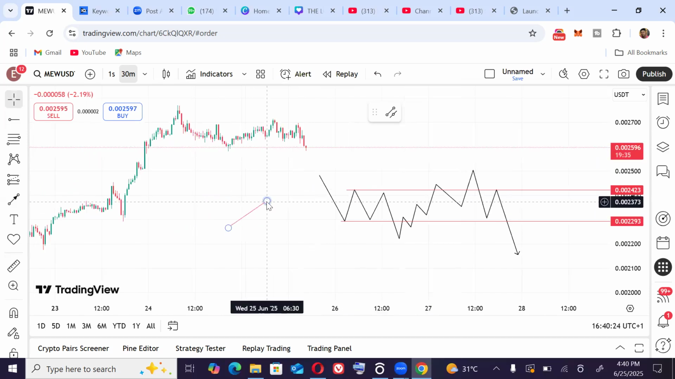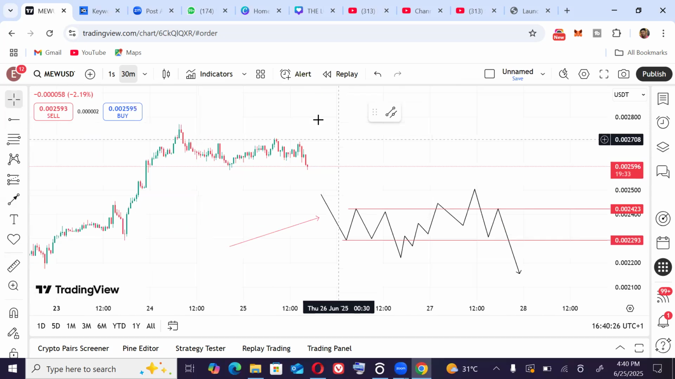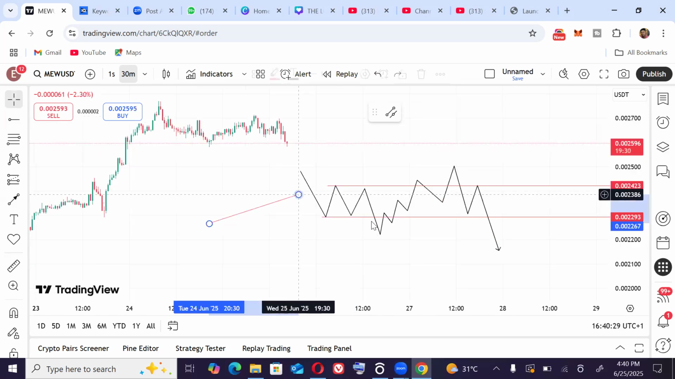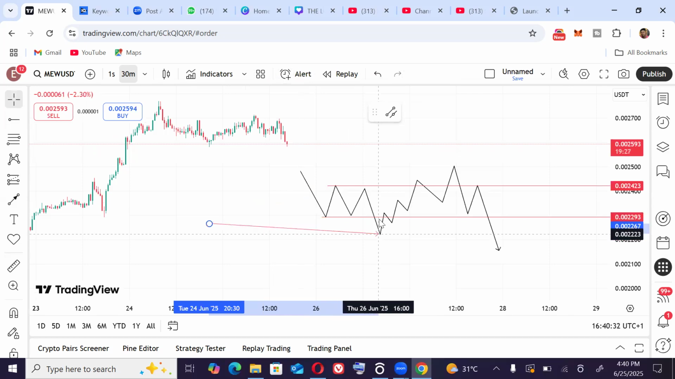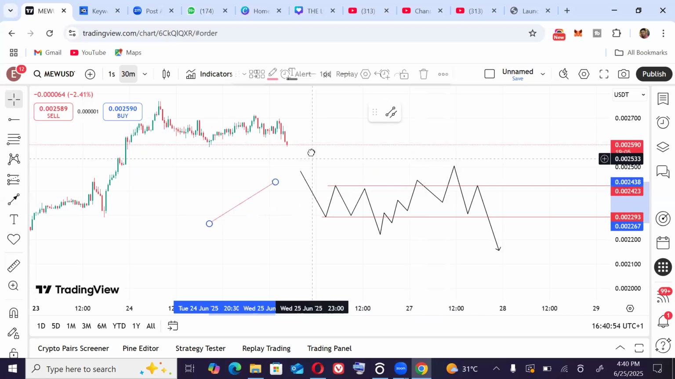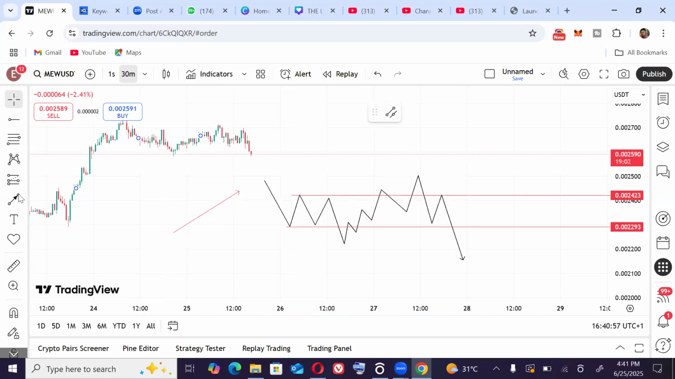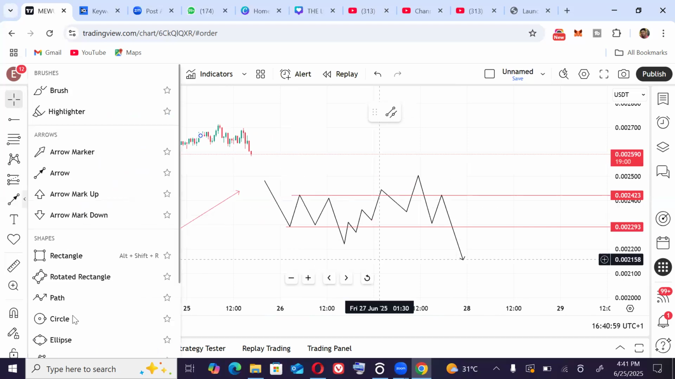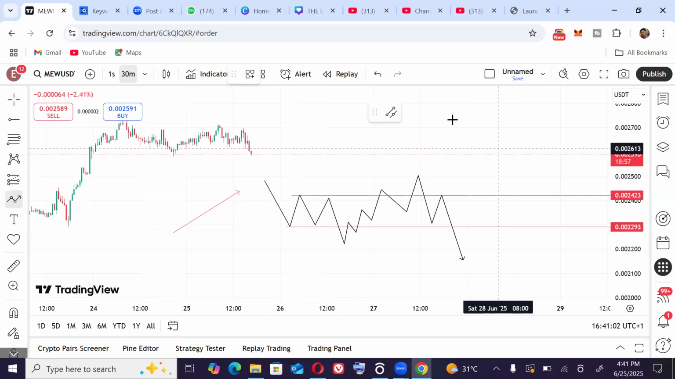Now, we want to see price break out of this range to the downside first, showing us a sign of weakness. And then we want to see price retest this upper range, or if possible, go across it for the very first time. We want to see it retest once. Then we want to see a buy model that is broken. This is a buy model.